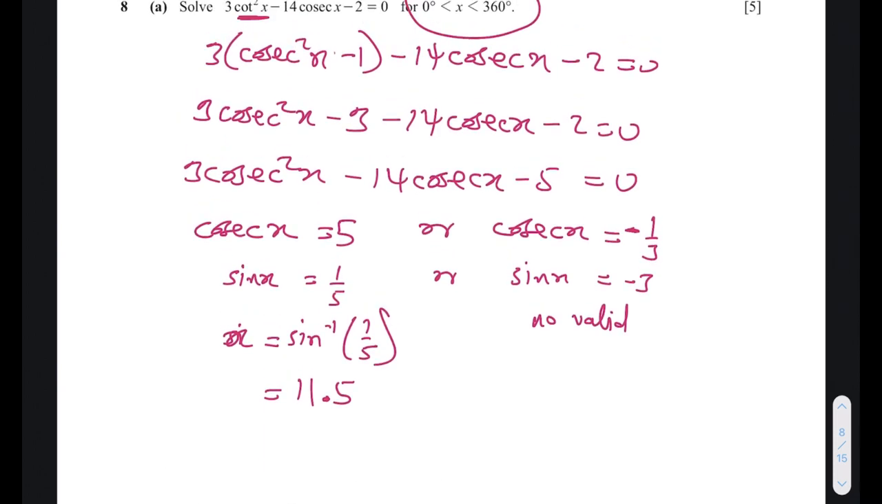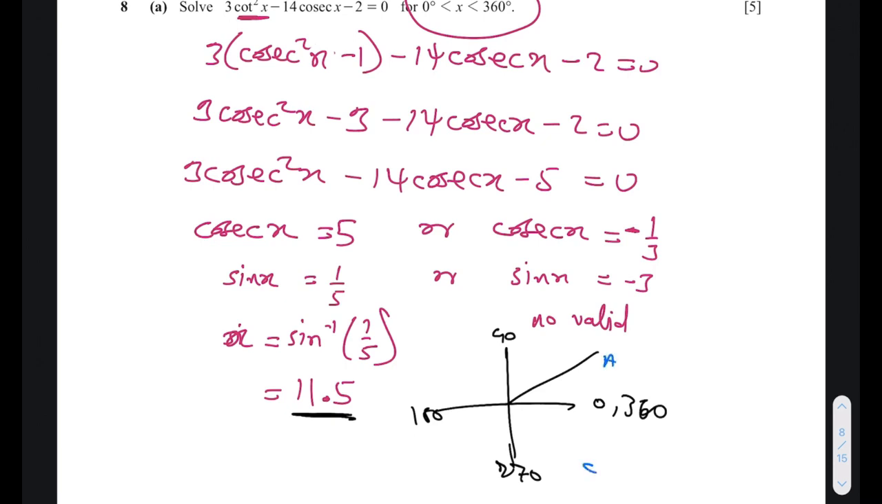But you cannot say that this is the only angle, right? Go and use the CAST diagram just to check out. All right. So you have 0, you have 90, you have 180, you have 270, you have 360. The first angle you found was 11 point something. Sine is positive in this quadrant. You see, it's CAST. So sine is positive in this quadrant and then in this quadrant as well, because that's for sine. So this 11.5, this will also be 11.5.